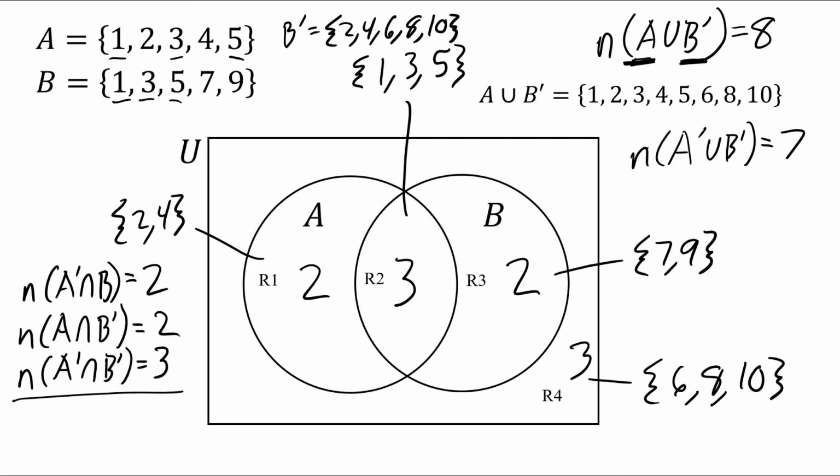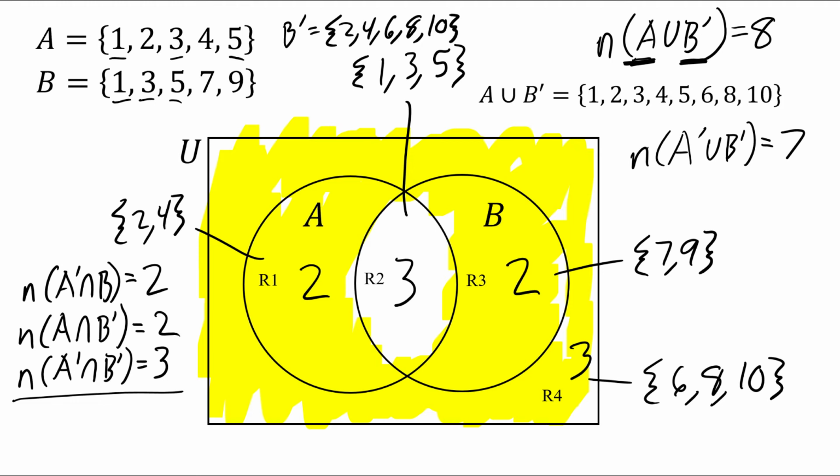So everything not in A, that's going to be regions 3 and 4. And then we're going to put that together with everything not in B. So everything not in B, that's going to be regions 1 and 4. So we put those two things together, and we get everything in regions 1, 3, and 4, and that is 7. So again, with the union, we want to look at each piece separately.